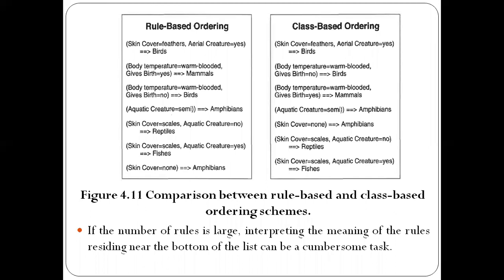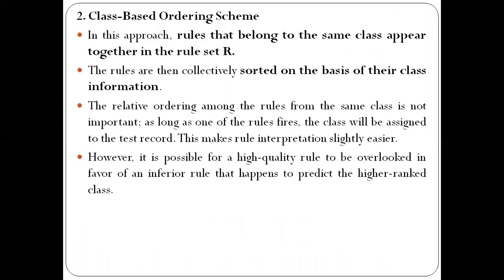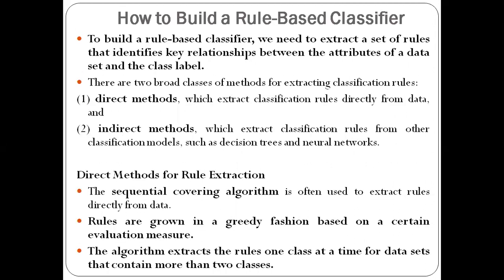Okay, so now coming to the next thing, that is how to build a rule-based classifier. As we know, in a rule-based classifier, we will be extracting a set of rules. In order to extract the rules, we need to find the relationship between the attributes of the dataset and the class label. So if you want to construct a rule-based classifier, you need to consider what kind of relationship exists between the attributes of the dataset and the class label.